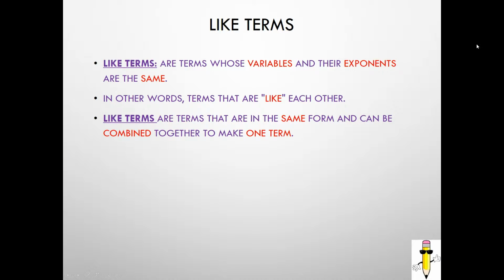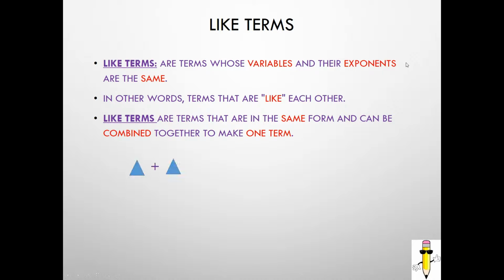Like terms, we're going to talk a little bit more about, are terms whose variables and their exponents are the same. In other words, terms that are like each other. They have similarities, they are the same, they have things in common. Think of it that way. Like terms are terms that are in the same form and can be combined together to make one term.